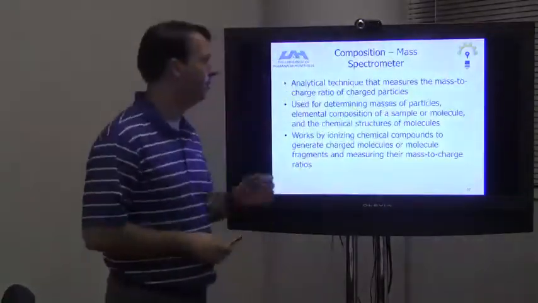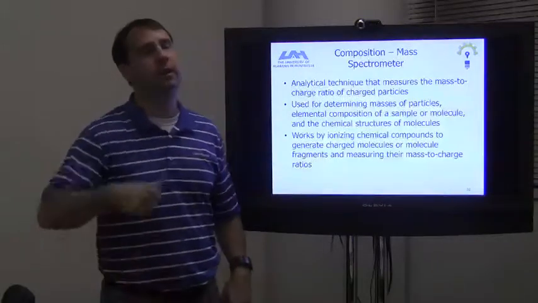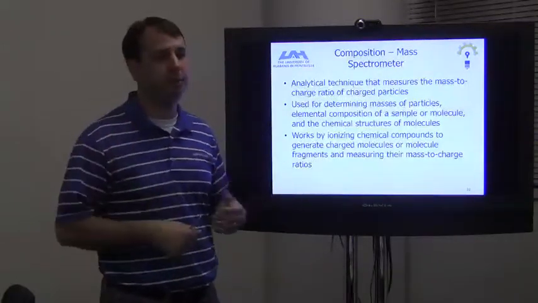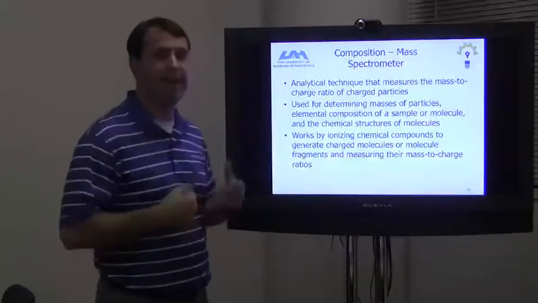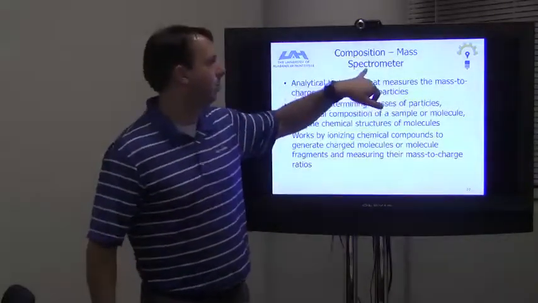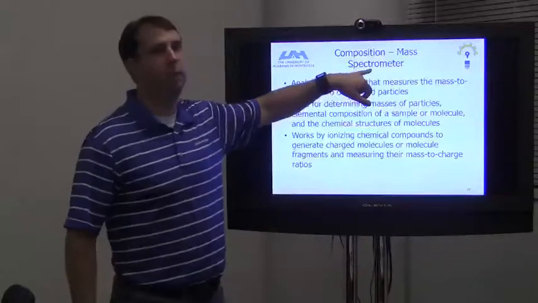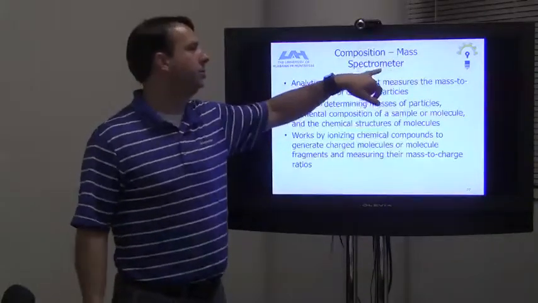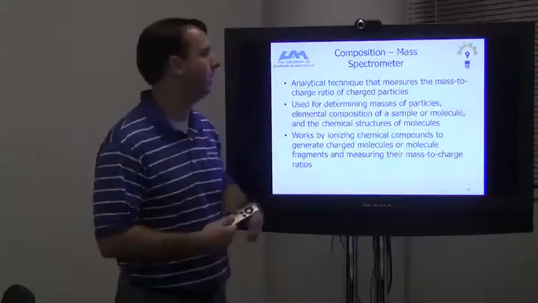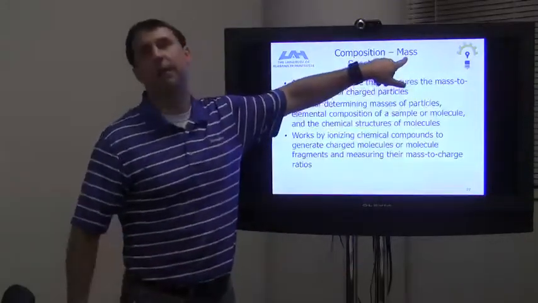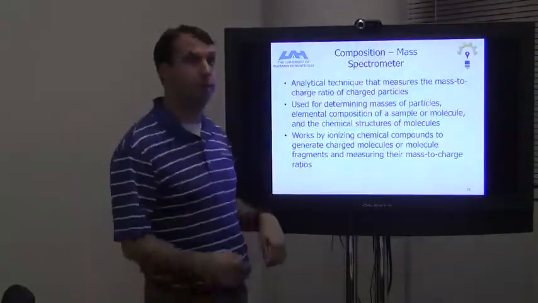So, composition. Composition's usually measured by what's called a mass spectrometer. As the name would suggest, spectrometer, spectrum. It's pronounced spectrometer, but it measures a spectrum. It measures the spectrum from a mass, okay? So that's what it does, basically.